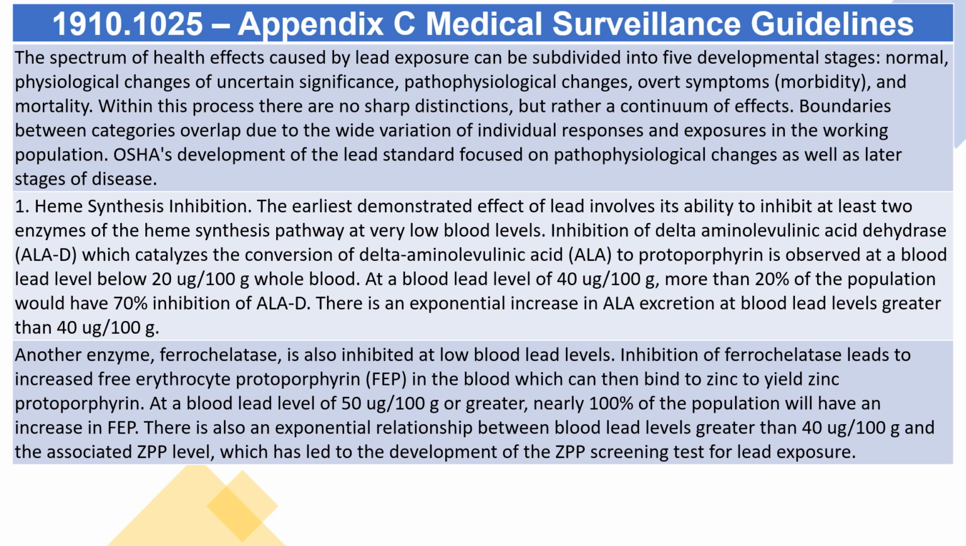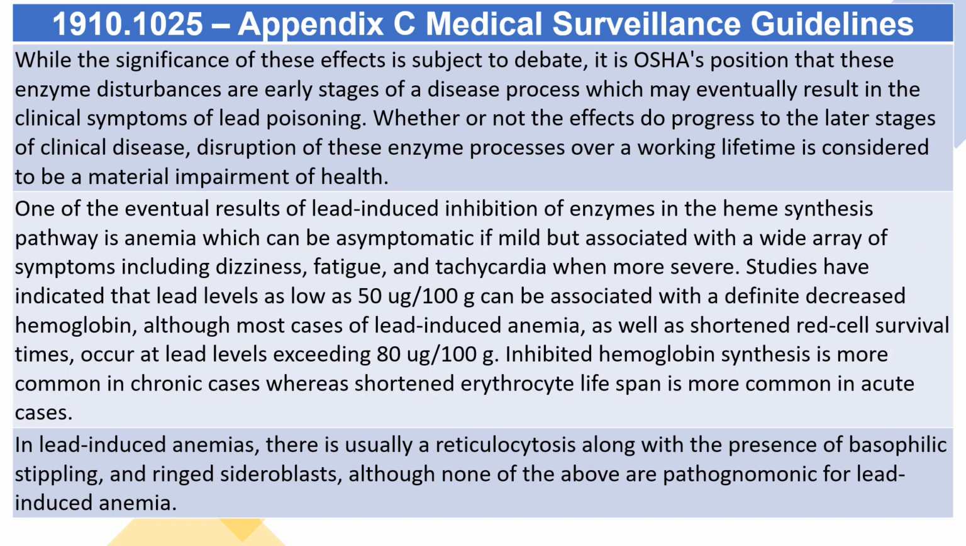There is also an exponential relationship between blood lead levels greater than 40 µg/100 g and the associated ZPP level, which has led to the development of the ZPP screening test for lead exposure. While the significance of these effects is subject to debate, it is OSHA's position that these enzyme disturbances are early stages of a disease process which may eventually result in the clinical symptoms of lead poisoning. Whether or not the effects do progress to the later stages of clinical disease, disruption of these enzyme processes over a working lifetime is considered to be a material impairment of health.